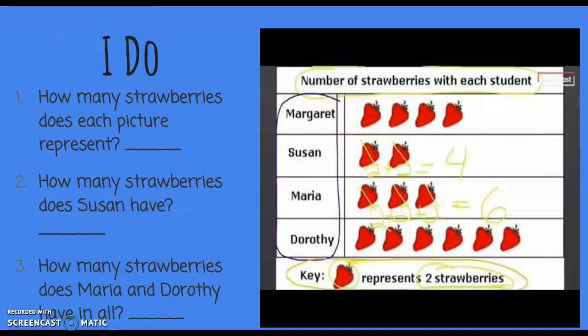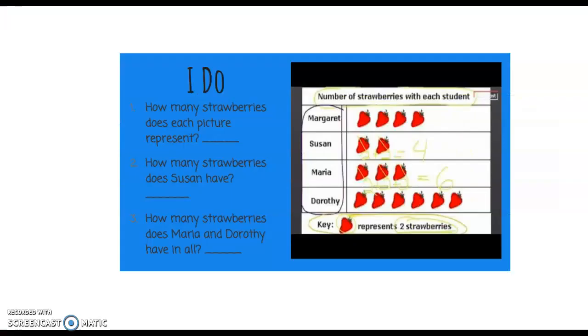Okay, let's look at our I do. Go ahead and pause the video and see if you can solve this. Alright, let's look at our I do. Number 1, how many strawberries does each picture represent? Whenever you see a question like that, you know where you have to go. You have to go straight to your key.